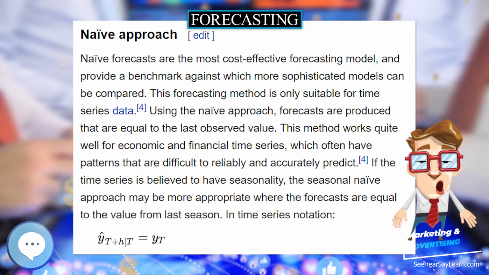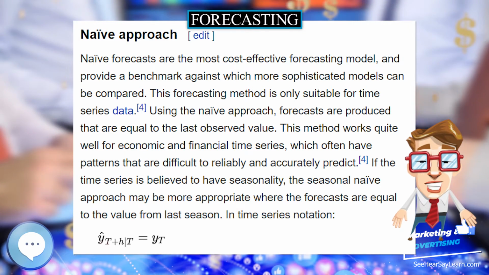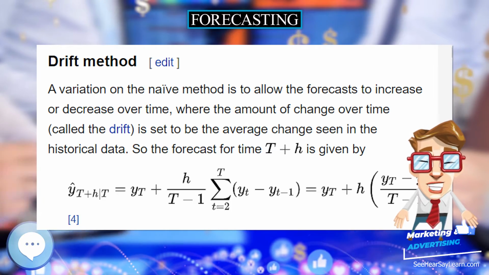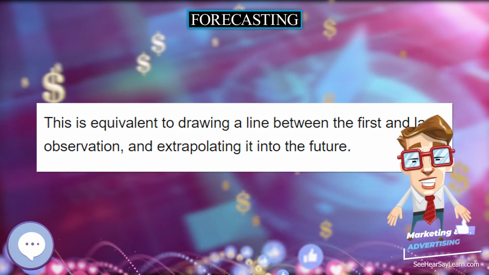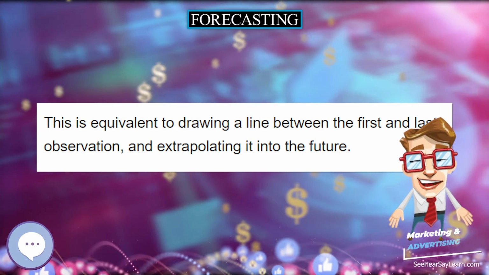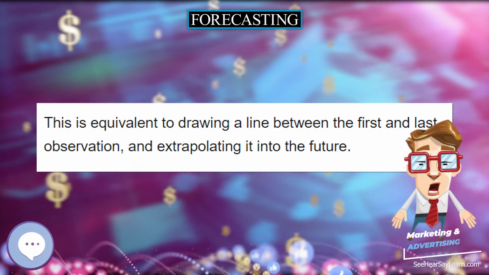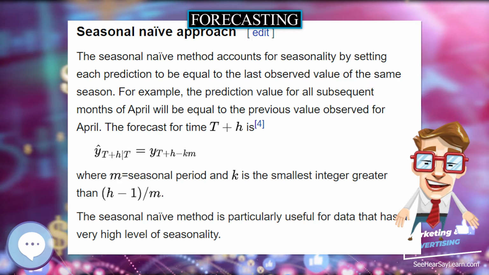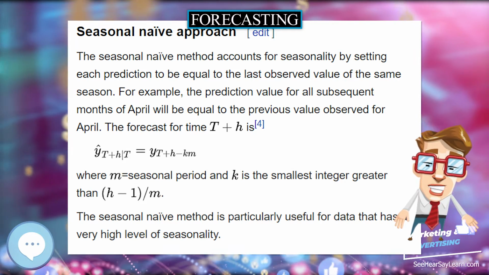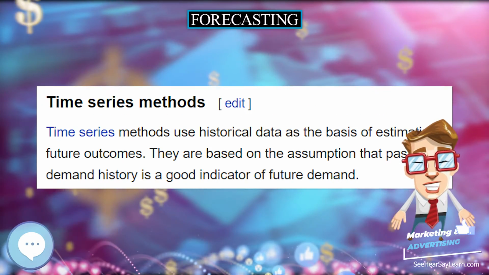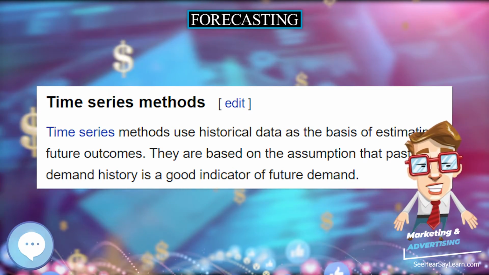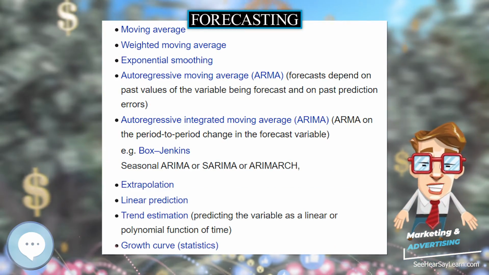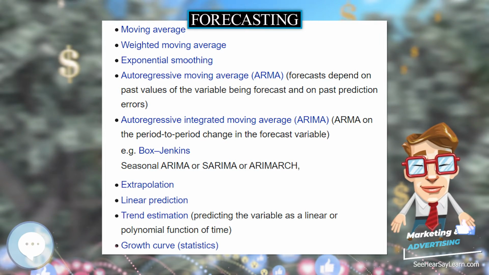Drift method. A variation on the naive method is to allow the forecasts to increase or decrease over time, where the amount of change over time, called the drift, is set to be the average change seen in the historical data. So the forecast for time T+h is given by. This is equivalent to drawing a line between the first and last observation, and extrapolating it into the future.